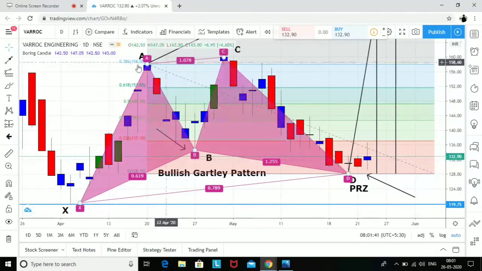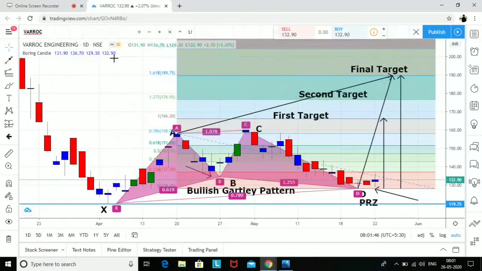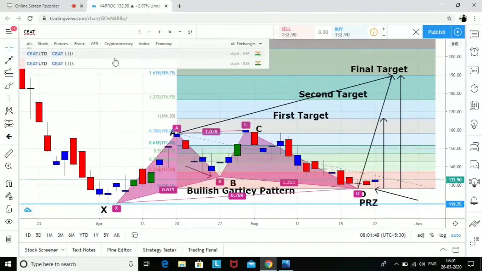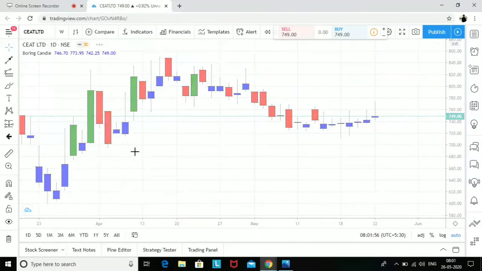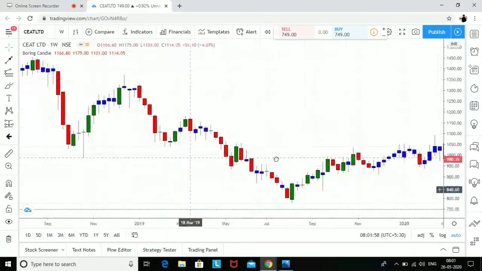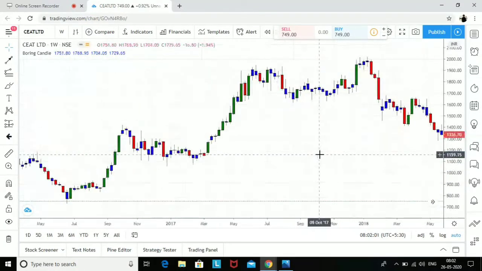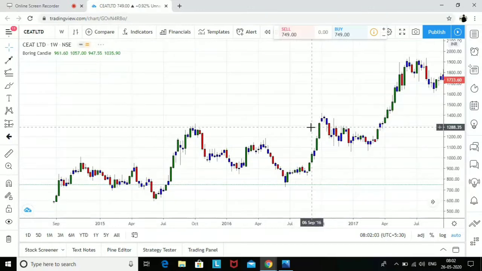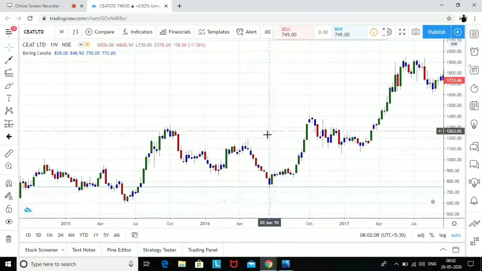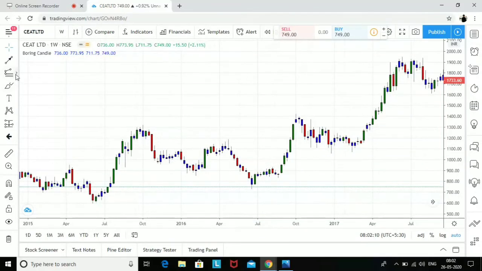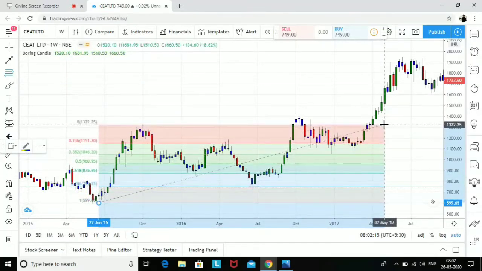So this is the pattern on Varroc Engineering. You can always do your testing. Let me show you. I have traded a bullish Gartley pattern many times, but the best trade for me till date was the weekly chart of Seat Limited. It was a long time back. If you see, this is the one: X, A, B, C, D, and this was a very perfect bullish Gartley pattern.